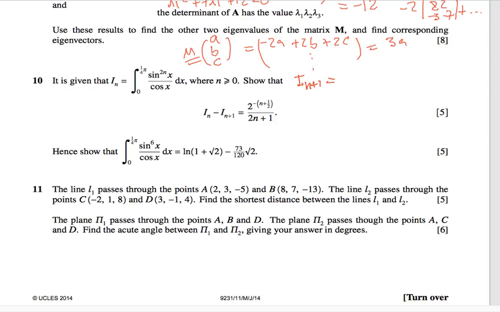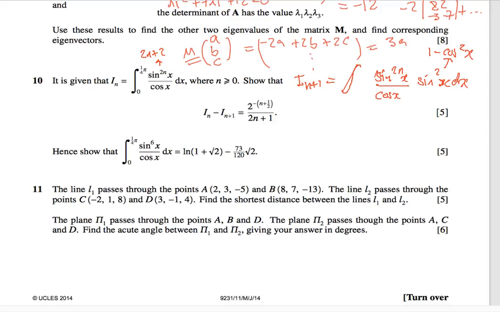So figure out In plus 1. Well, this is going to become a 2n plus 2, so we're going to actually have a sine squared. So the integral, I'm not going to bother with the limits, just because it's messy. We get sine 2nx over cos x times sine squared dx. Okay, so you can't really take this away from that at the moment because of the sine squared term, but we could just rewrite sine squared as 1 minus cos squared x.